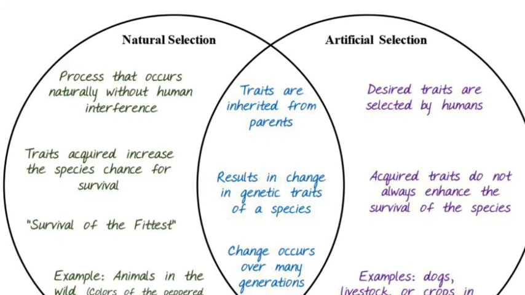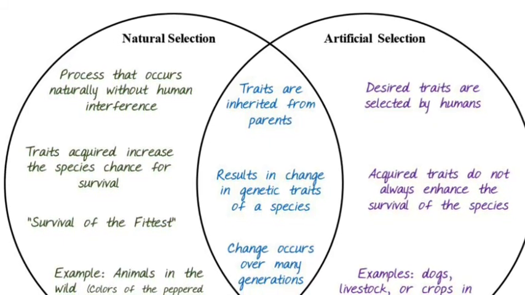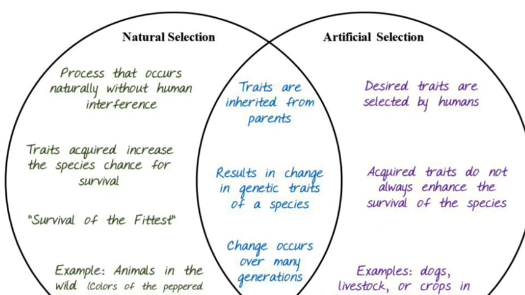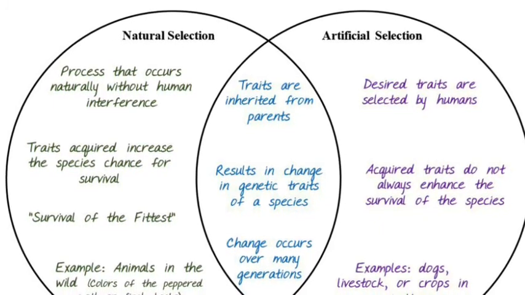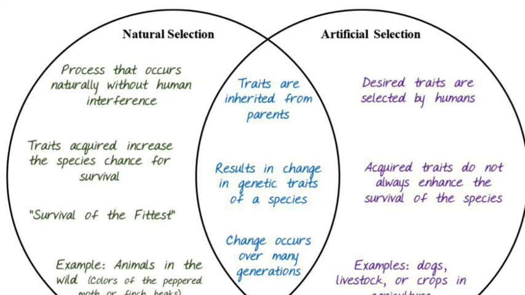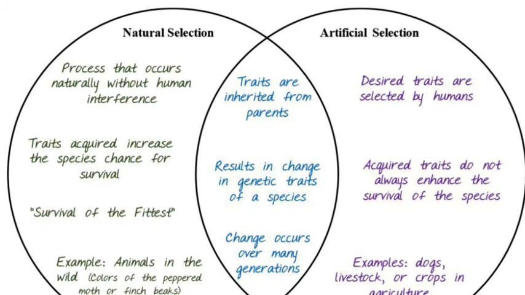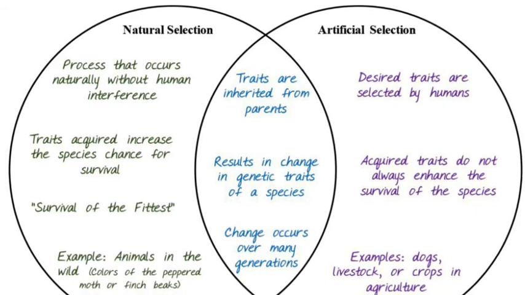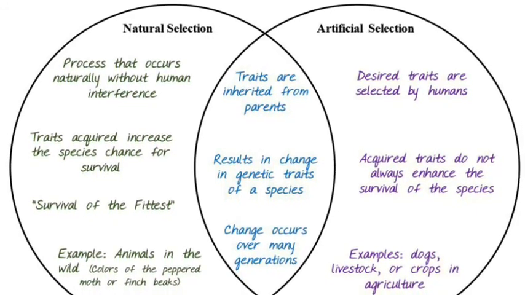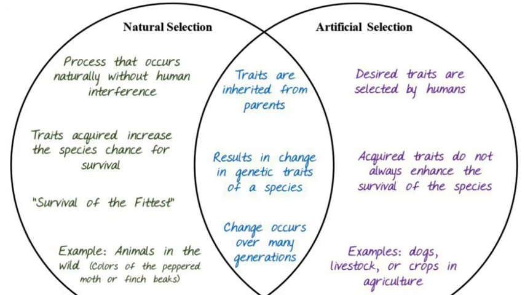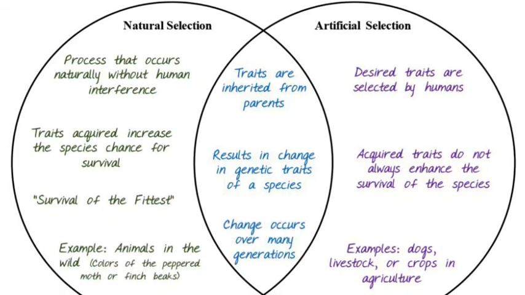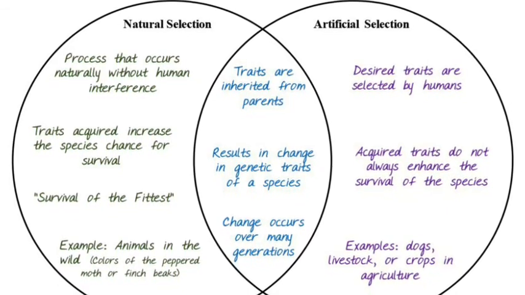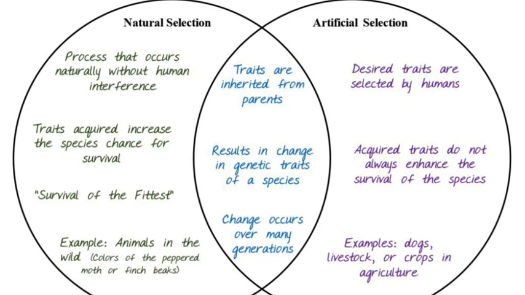For artificial selection, you would have a desired trait, something that you really want in a specific plant or an animal. The acquired traits don't always enhance the survival of the species. You may have, like in bulldogs, certain allergies. And an example would be specific dogs or livestock or crops that you want in agriculture.